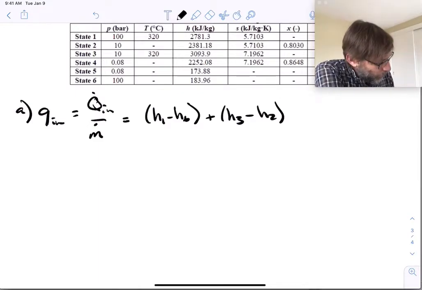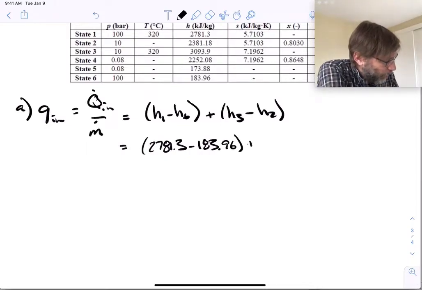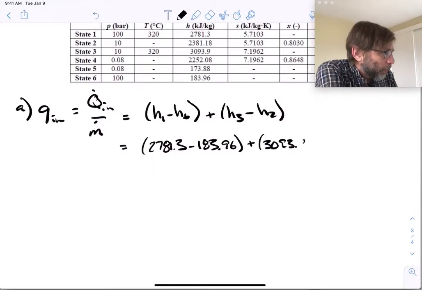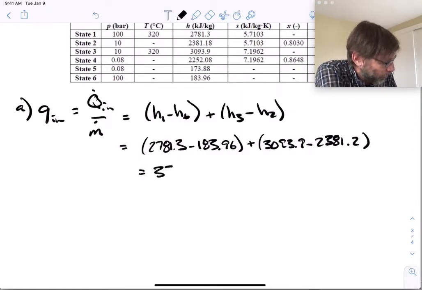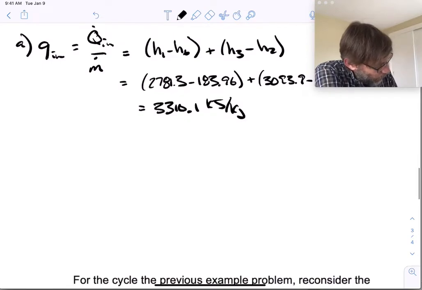Okay. So then if we just put our values in here so that we can get this number. So 2781.3 minus 183.96. Plus H3 minus H2 is 3093.9 minus 2381.2. And this ends up giving us 3310.1 kilojoules per kilogram. Okay, so that's part A.